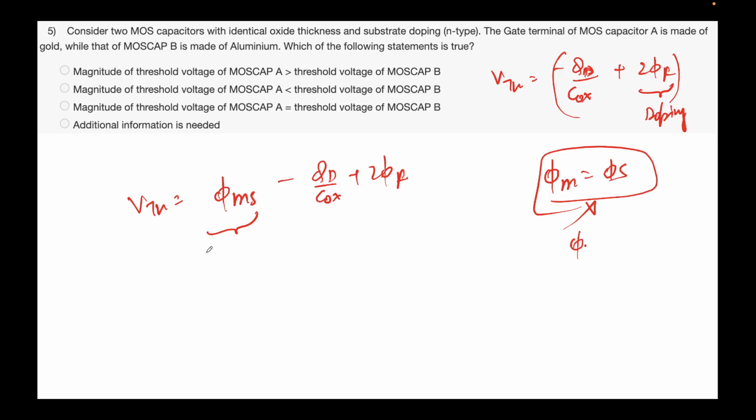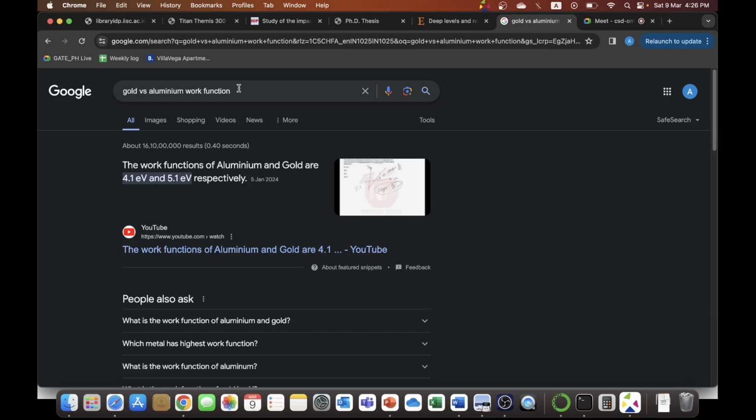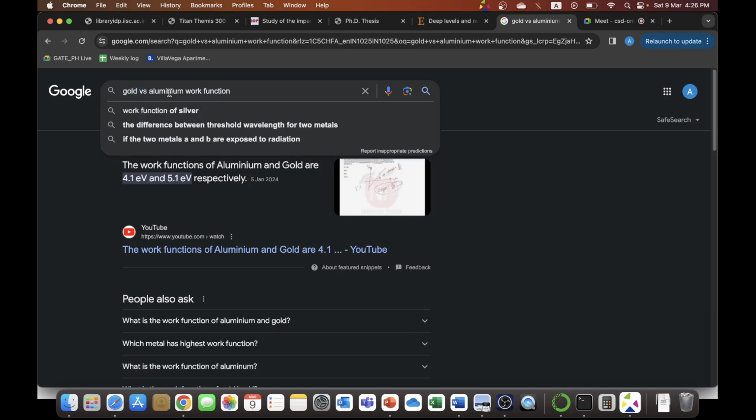Okay, and for that matter I also have to check the work function of silicon, right? Because then only we will be able to determine the difference between them. So just give me a second. Work function of silicon is 4.9, let's say. Work function of silicon is 4.9 eV. Okay, so what we see is that phi ms for A will be equal to 5.1 minus 4.9, which is 0.2 eV.